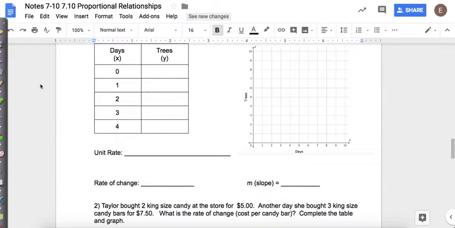Okay, so we know that 2 days cuts 4 trees, and I'm sure you all have already figured out how many trees they can cut per day, but let's pretend like we don't know and find the unit rate. So we want to know trees per day.